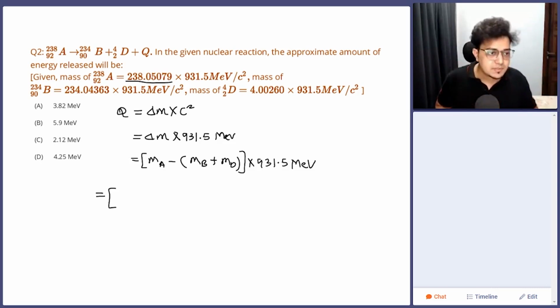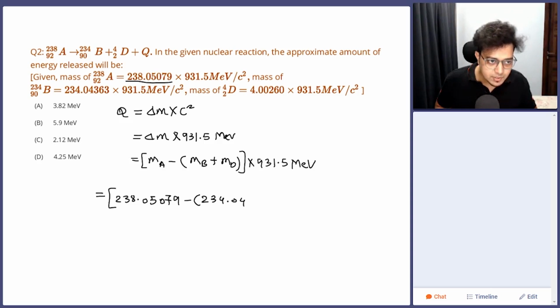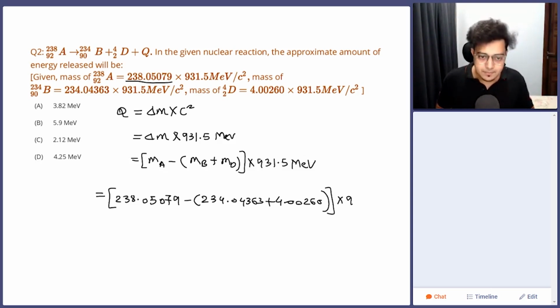So mass of A, that is mass of reactant, is 238.05079. I'm using the actual values, minus mass of B. B value is 234.04363 plus mass of D, which is 4.00260. Okay. This whole calculation multiplied by 931.5. So first you add these two terms and then subtract.